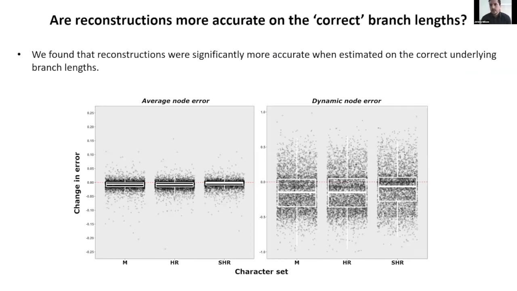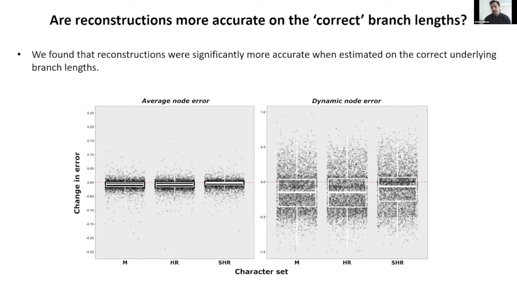So I'll quickly whiz through the results. I know I don't have too long. So basically, we found similar results to Litsios, their analysis on continuous characters. We found that reconstructions were more accurate when conducted on the tree that a character evolved on.